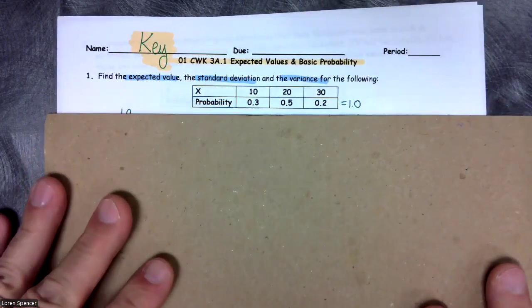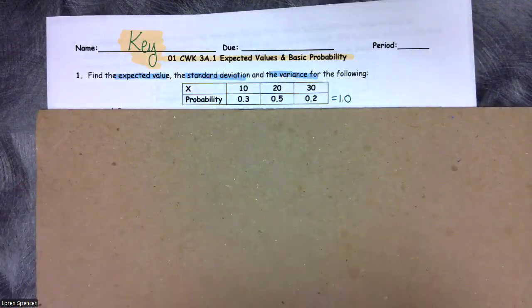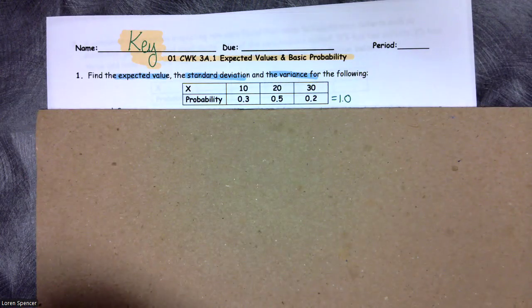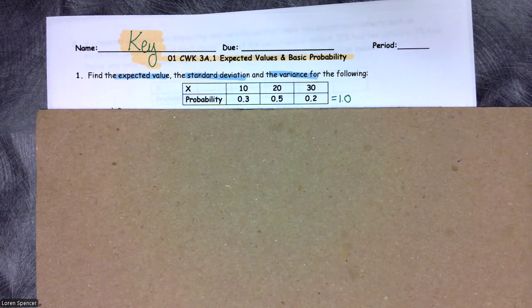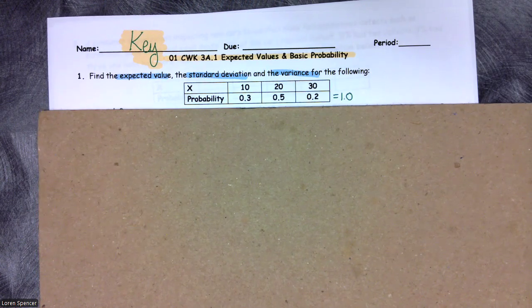Mr. Stat Sensei, and this is Classical Probability Assignment 3A.1, Expected Values and Basic Probability. We're going to break this assignment into two videos. The first video will be questions 1 through 7, and then the next one will finish it up.